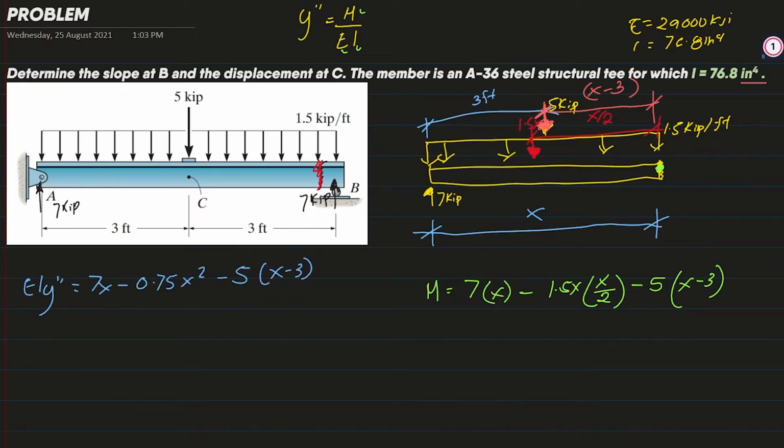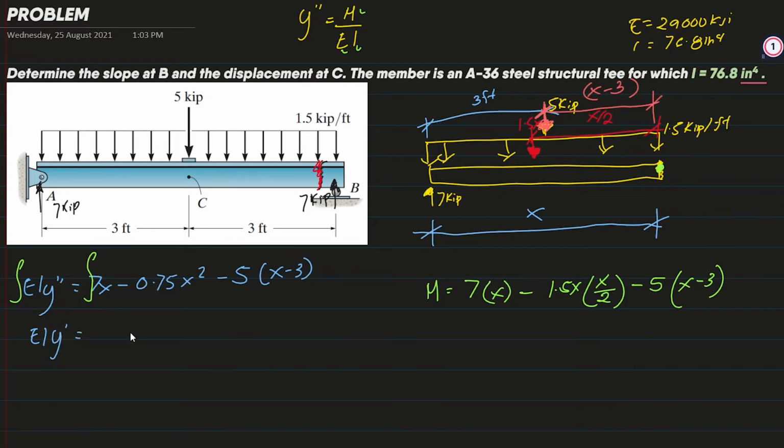Okay, let's continue. Let's do the first integration, since this is the double integration method. Integrating that, our EI is constant, so we just take it out. Nothing will happen to it. Our y double prime, since we are integrating in terms of x, becomes just y prime.